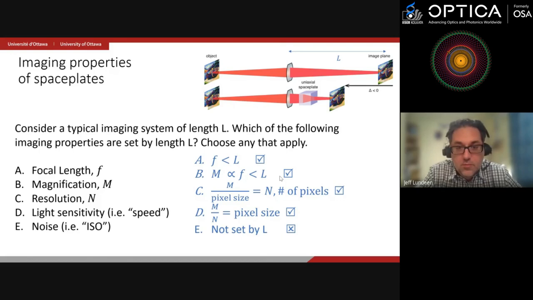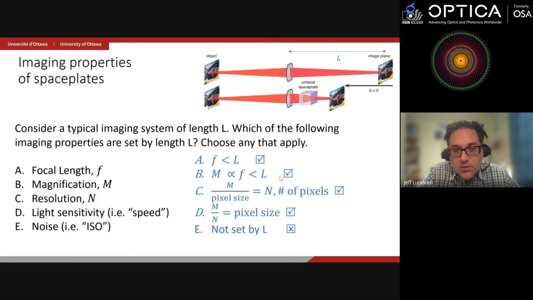So what sets this in the end, it'll still be the length of the system. So it'll still be how much spaceplate effect you can achieve, right? Because the effective length of the system will set f, right?